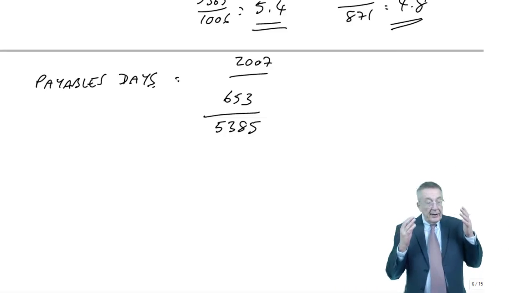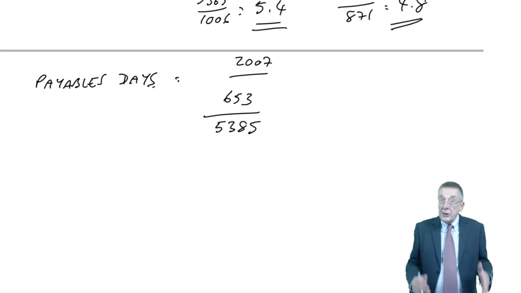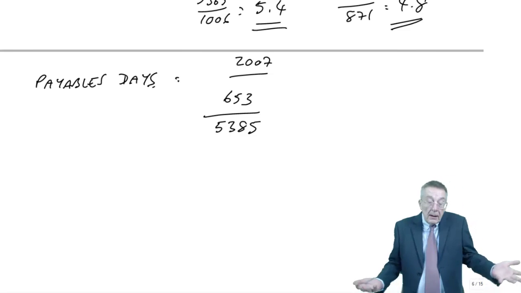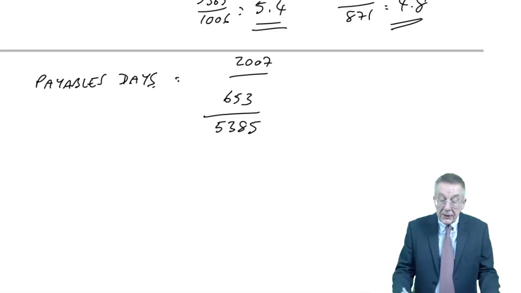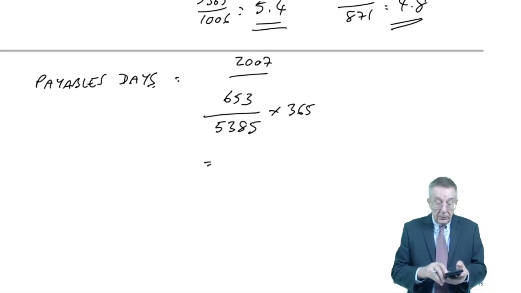So I hope you're understanding me. If I had given more information and you knew what the credit purchases were, you would use that figure. But given we don't, and generally you don't, as an approximation, use cost of sales. Again, times 365.